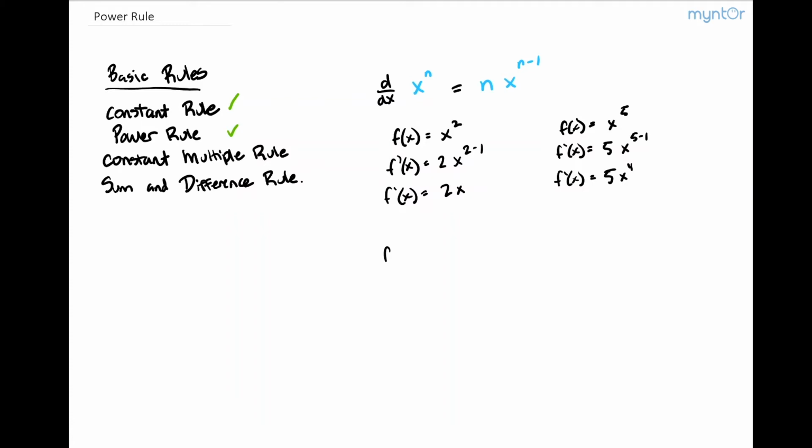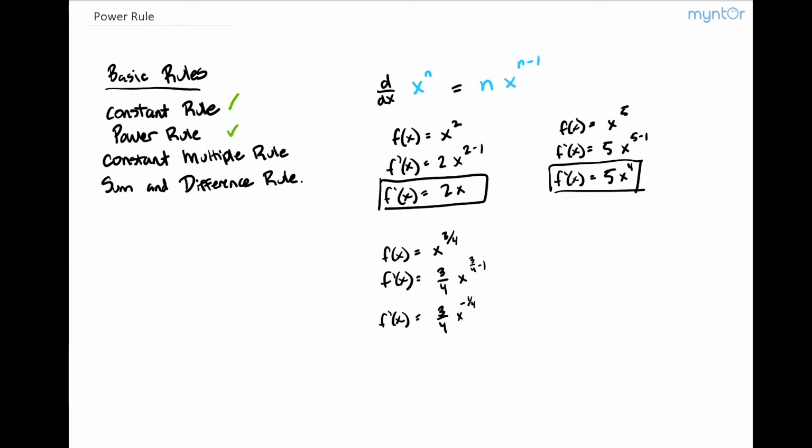Let's say that we're given that f of x is equal to x raised to the 3/4 power. F prime of x is going to be equal to 3/4 times x raised to the 3/4 minus 1, or f prime of x is equal to 3/4 times x raised to the negative 1/4. Now I'll just go ahead and box my answers here so we can see what pattern is emerging here. Let's try a different one.